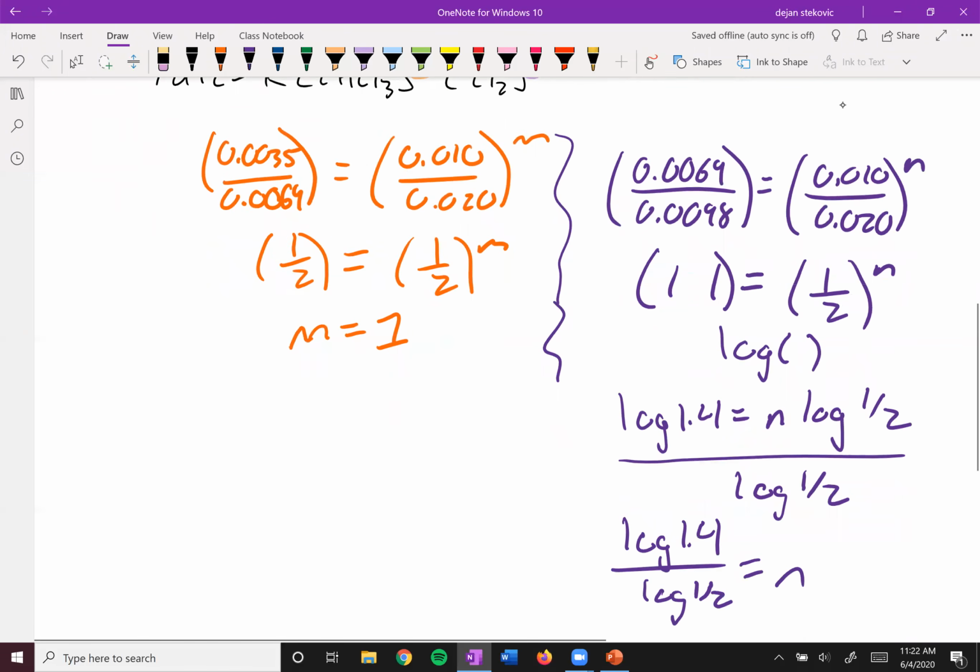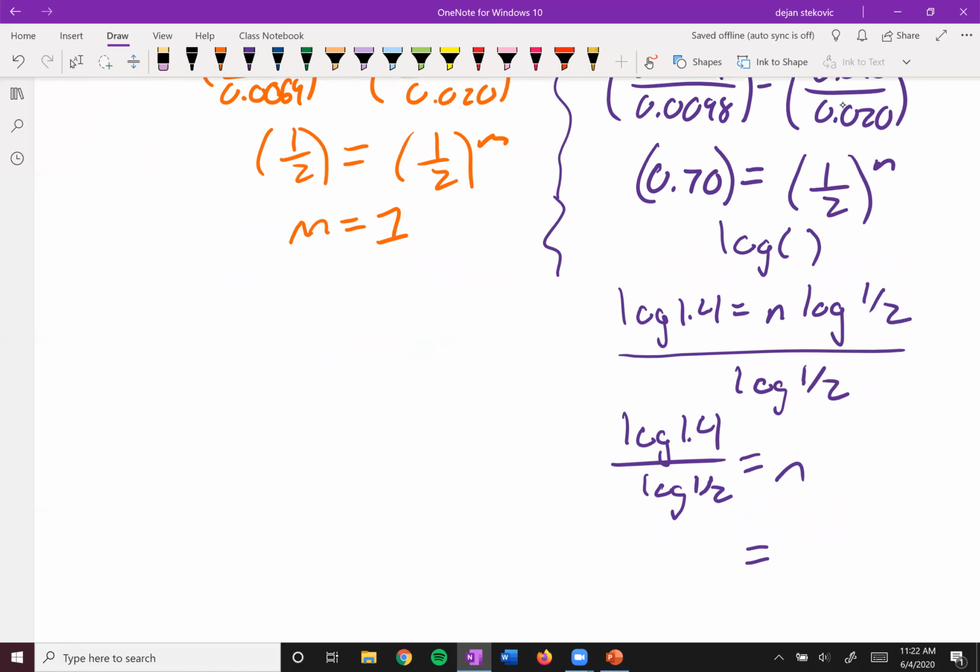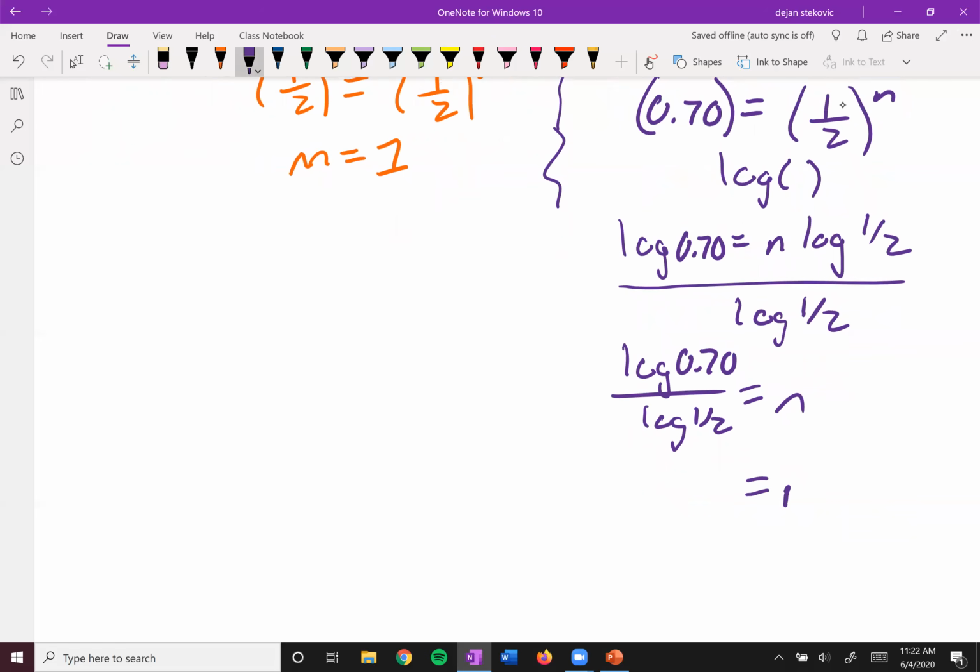Oh, my bad. This value is not 1.4. Let's check this out. 0.0069 over 0.0098 should be 0.70. Cool. That makes more sense. All right, and then we type that in our calculator. Log of 0.7 divided by log of 1/2. And we get 0.5 or 1/2.